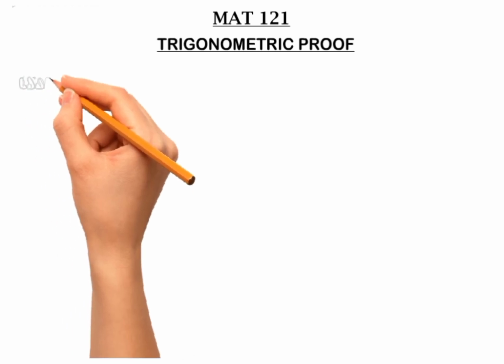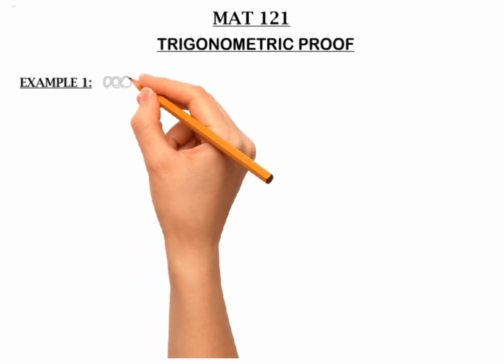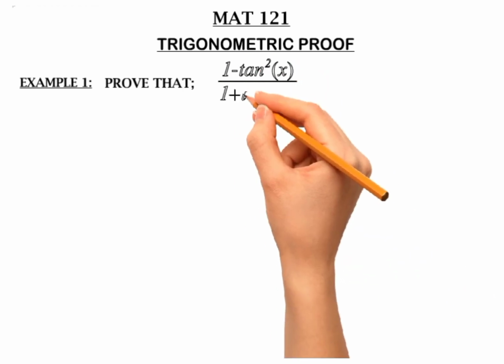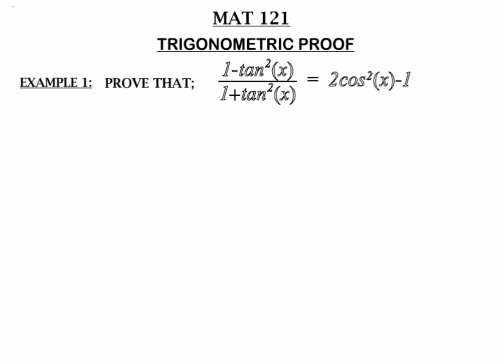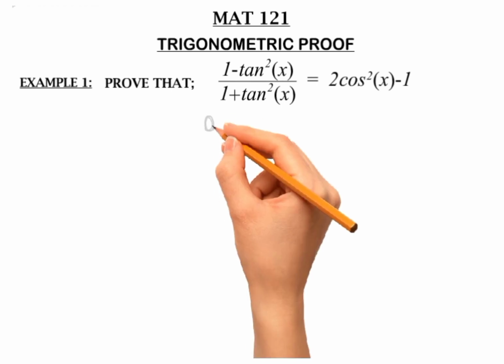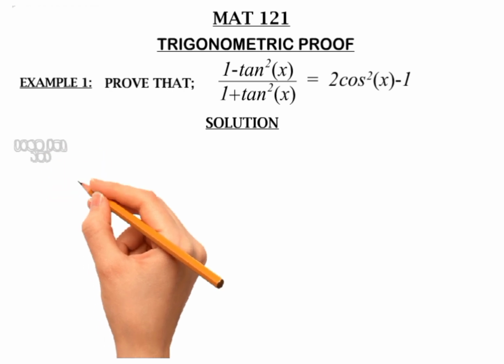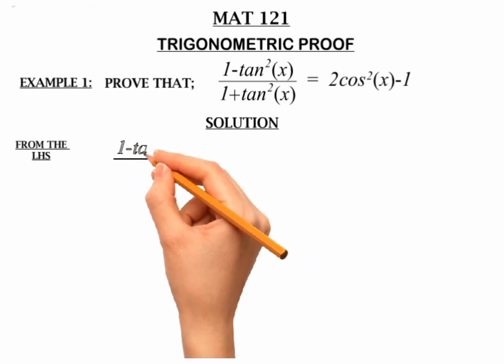Now, let us consider some examples. Example 1. Prove that (1 minus tan square x) over (1 plus tan square x) is equal to 2 cos square x minus 1. We know that the loaded side is the left-hand side. So, we will start our proof from the left-hand side. Let's write out the expression on the left-hand side.